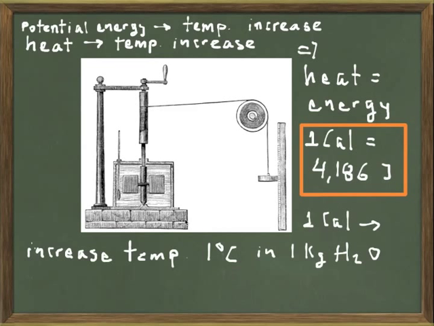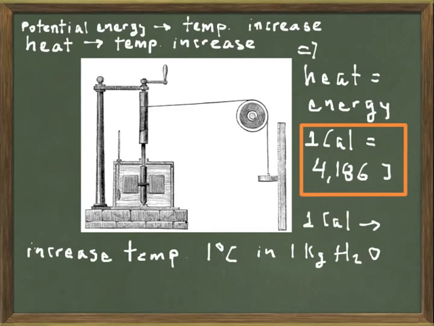Before him, calorie had been defined as the amount of heat necessary to increase the temperature of 1 kilogram of water by 1 degree Celsius. So how much energy do you need to do that? You need 4,186 joules. Is that a lot? That's a lot.